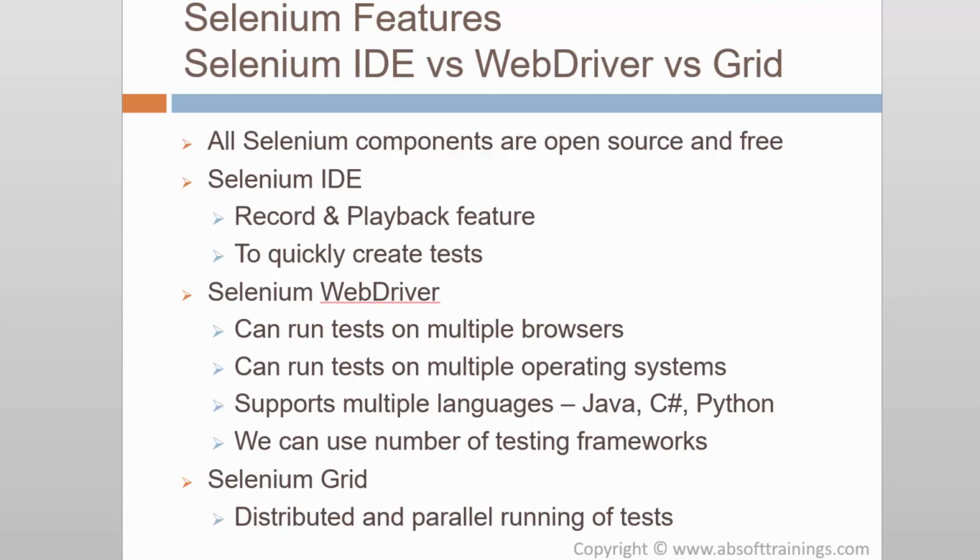Then we have Selenium Grid. That is mainly for parallel and distributed running of the test cases. Coming to the development, like developing the automation test scripts, or even properly executing them, Selenium Grid has no role. The main role of Grid is distribution. So it will allow you to distribute them and then it will allow you to run them in parallel. That's the main purpose of Selenium Grid.